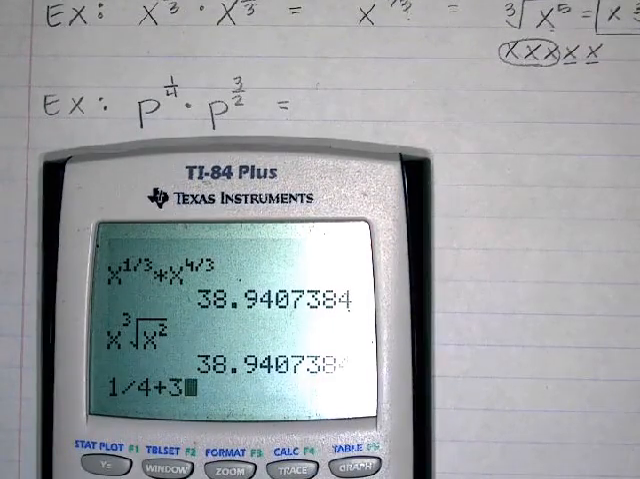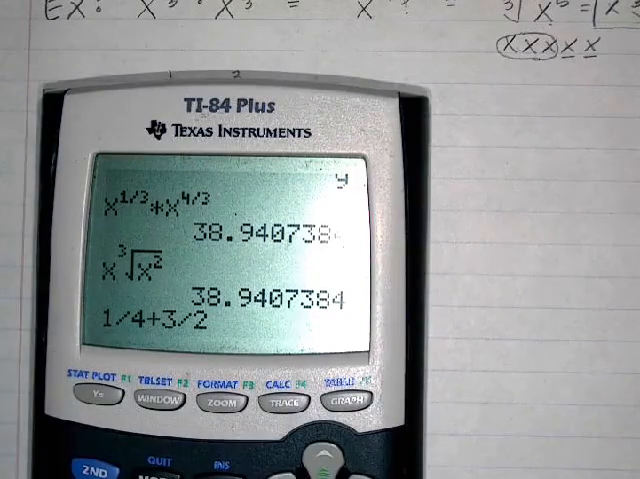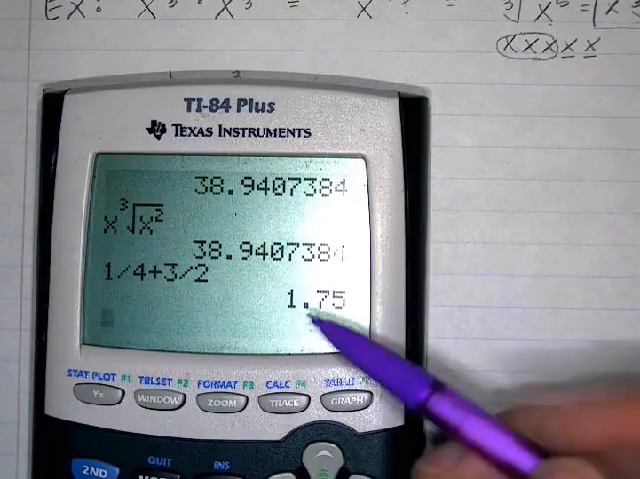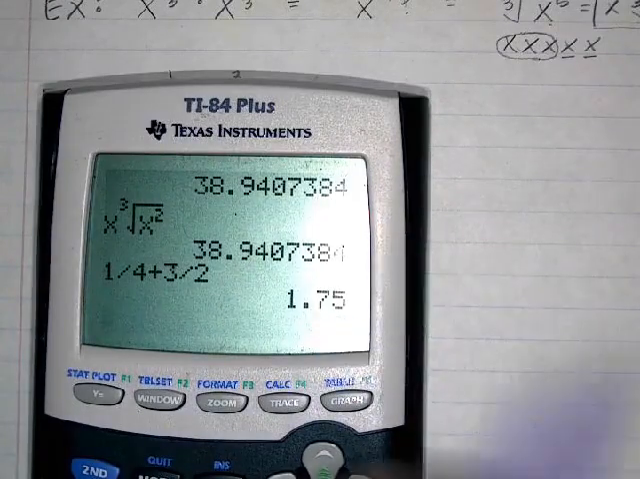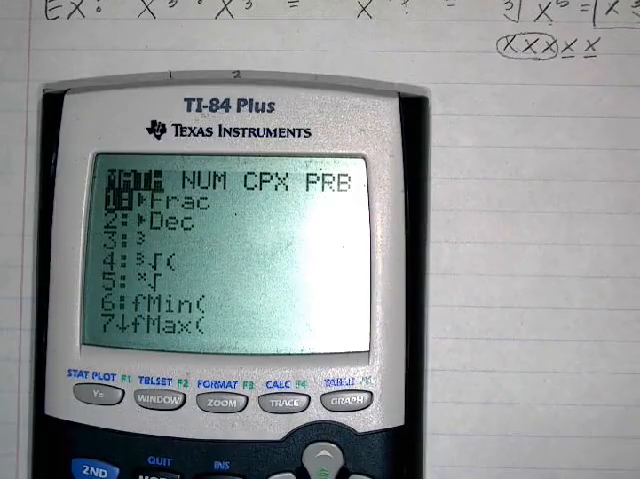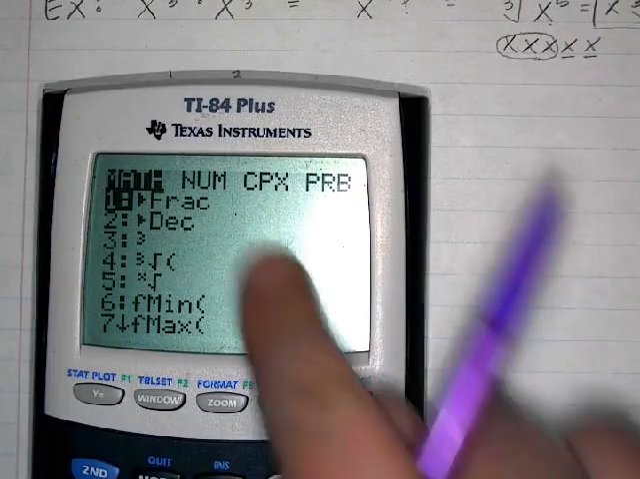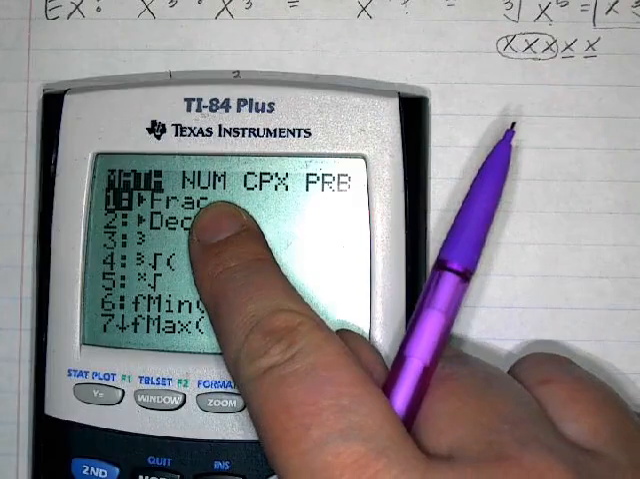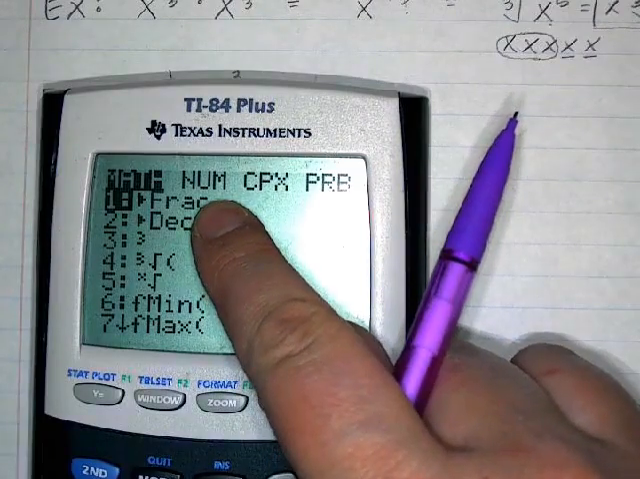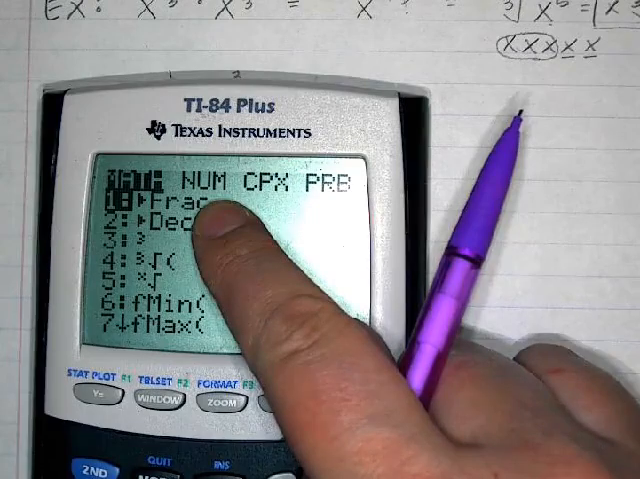So I'm doing this with just the division key on my calculator. 1 divided by 4 plus 3 divided by 2. Gives me a decimal, but if I hit the math button on my calculator, the first option is frac, which will take whatever decimal you have on your screen and turn it back into a fraction for you. Okay, so that's one way you can plug it in.